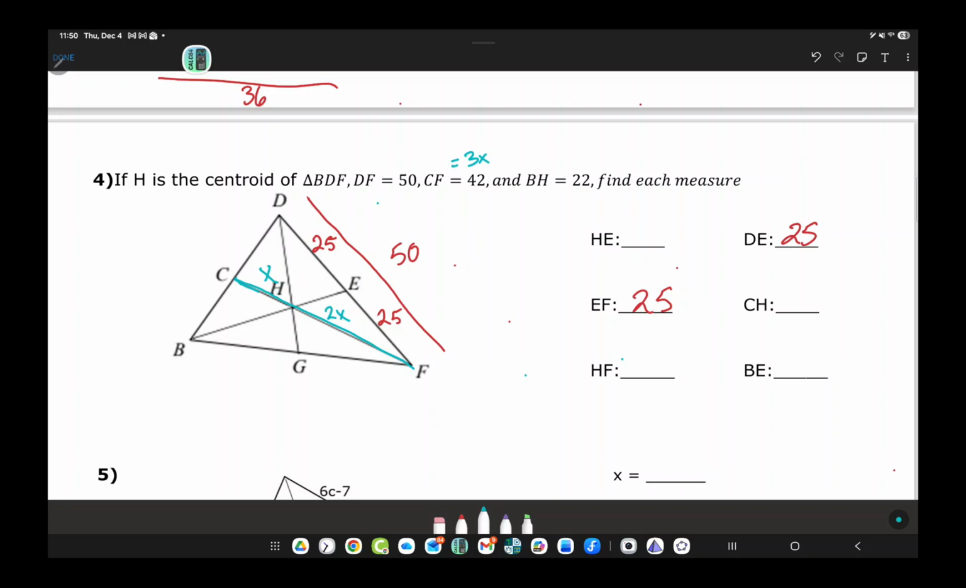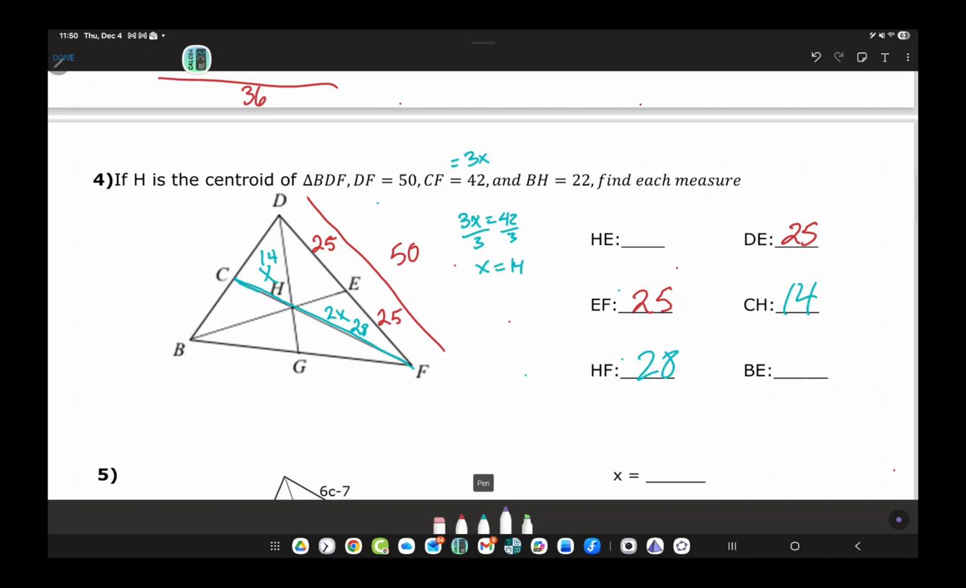So what's 42 divided by 3? 14. X equals 14, which means CH is 14. And then since FH is twice that, 28. 28 and CH 14.